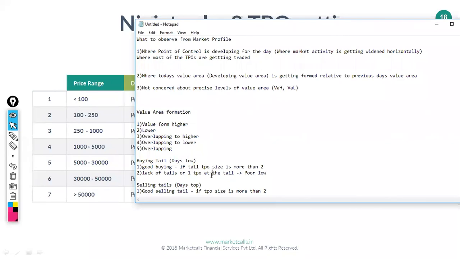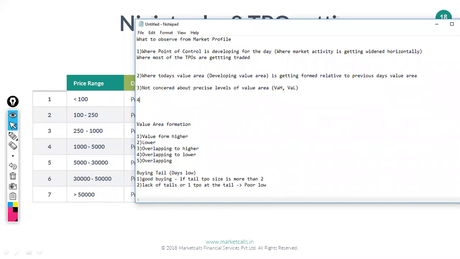And if it's a good tail, it has to be more than 2 TPOs, right? If it is less than 2 TPOs or 1 TPO, we call that a poor high or a poor low. And we are not very much concerned about the precise levels of value area high or value area low, because many new traders buy above the value area or sell below the value area. That's what most beginners in market profile do. We use market profile only to understand what is happening in the markets, what kind of competition is going into the markets, what kind of players are coming in, what kind of trader behavior is going on. On top of that, we will use that information as our trading odds, right?